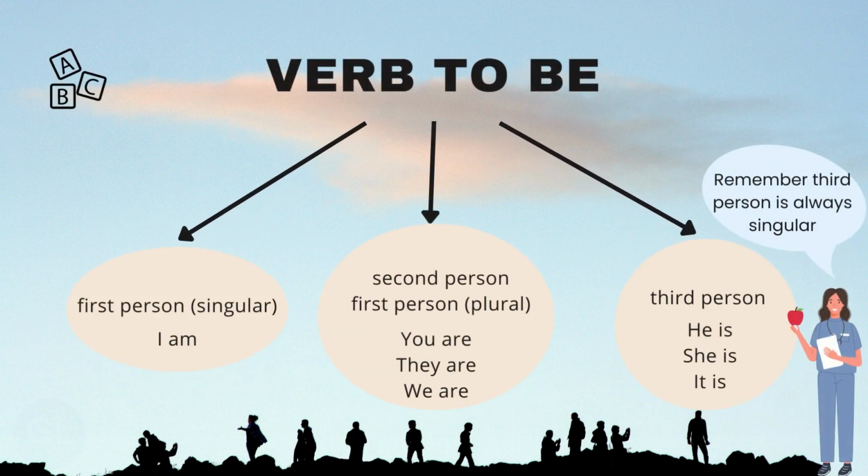There are three variations of the verb to be in simple present tense: am, are, and is. Am, first person singular pronoun. Example, I am. Are, second person singular and plural. Example, you are and they are. Are is also for the first person plural. Example, we are. Finally, is, third person singular. He is, she is, and it is.